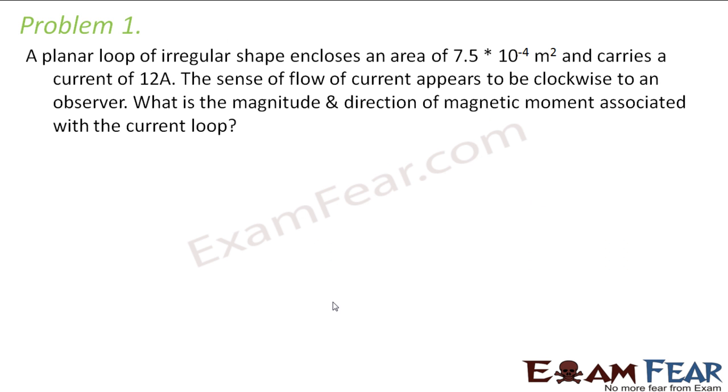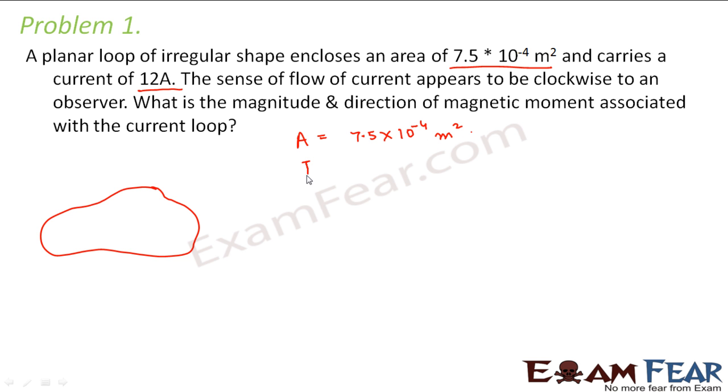Here comes problem 1. It states that a planar loop of irregular shape encloses an area of 7.5 into 10 to the power minus 4 meter square and carries a current of 12 amperes. So we have a planar loop of any irregular shape. It has an area of 7.5 into 10 to the power minus 4 meter square, and it carries a current of 12 amperes. The sense of flow of current appears to be clockwise to an observer. So whoever is the observer, he finds that the current flows in the clockwise direction.